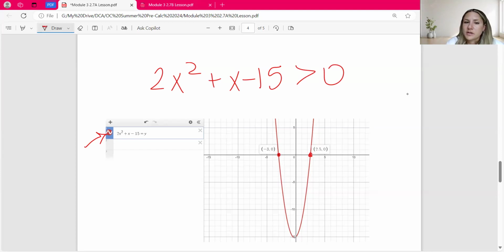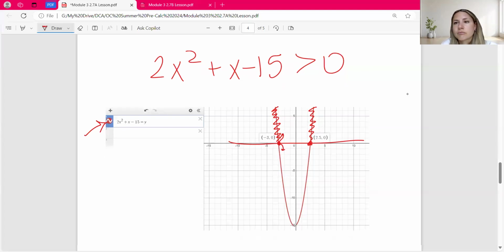So we found those boundary points by solving the polynomial for x. And then we needed to test above and below these x-intercepts. And when we did that, notice we found that it was positive for values less than -3 and greater than 2.5. And that's what it looks like visually. So you can check your work on a graph. As long as it's above that x-axis, that's where it's greater than 0. Below is less than 0.